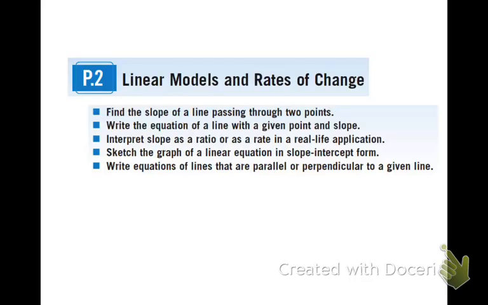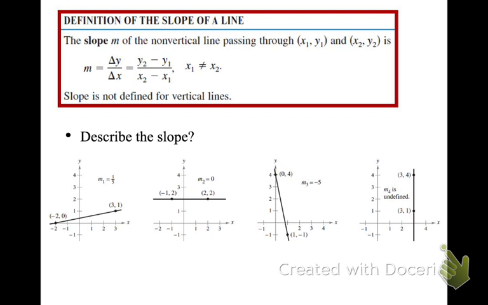Okay, so we're on the second section in the prerequisites, linear models and rate of change. Your learning goal today is to find the slope between two given points. These are all linear equations, yes? So slope should be y2 minus y1, or the change of y over the change of x. I need to write that down.